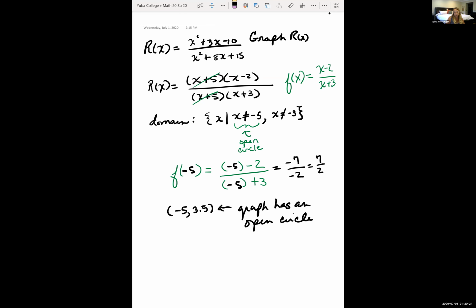The value x equals -3 does not set the denominator or numerator equal to 0. And so that is a vertical asymptote. So we know we have a vertical asymptote at x equals -3.